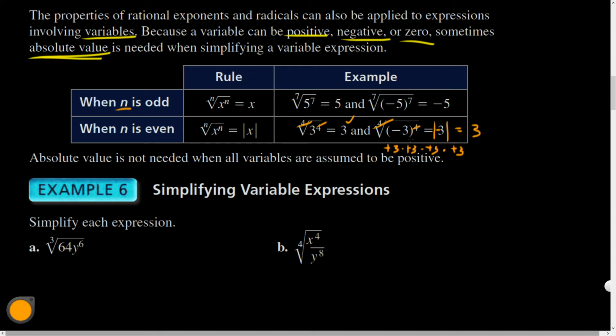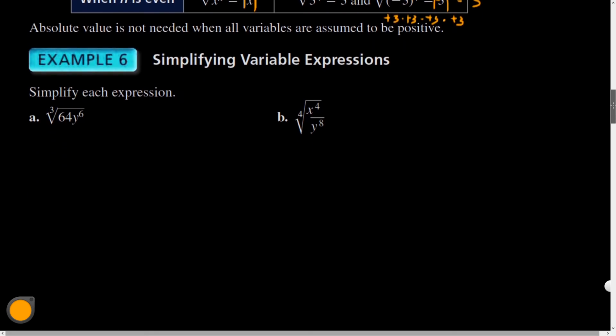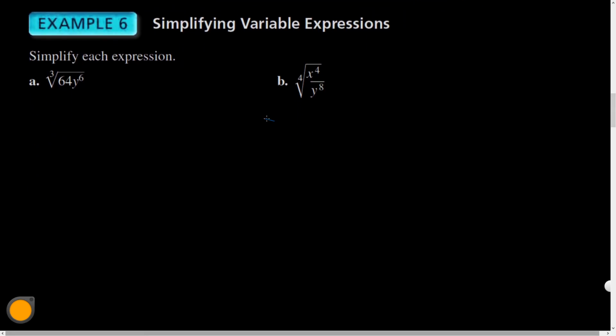So be careful. If I am reducing a radical with an exponent over a variable, and if the index is even, you've got to have that absolute value. And here's a little fact, absolute value is not needed if the variable is assumed to be positive, which some of our later examples will allow for. All right, and so let's break this up.